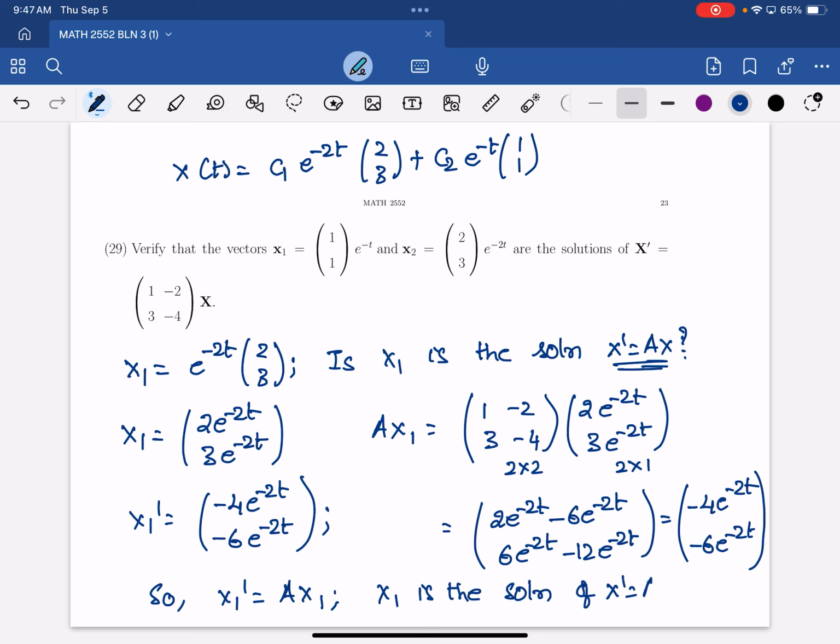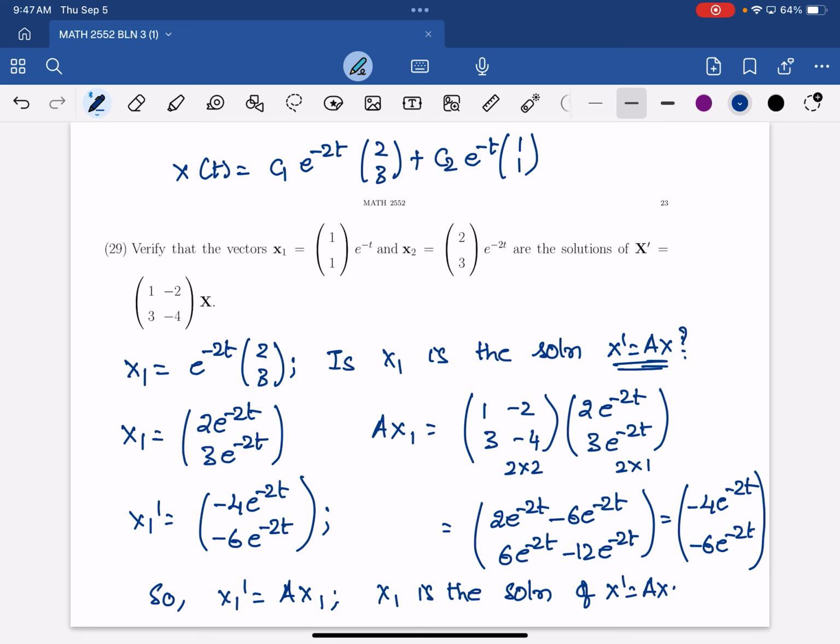Is that clear? Are we good? Everyone okay with that? Yes. Why do you go through the A times x1 if you can just take the derivative? Can you repeat it a little louder, please? Why do you do the A times x1 if you can just do x1 prime?